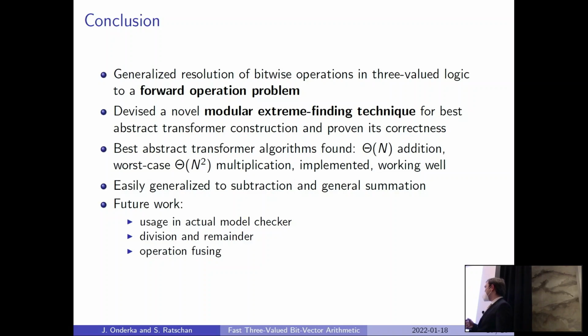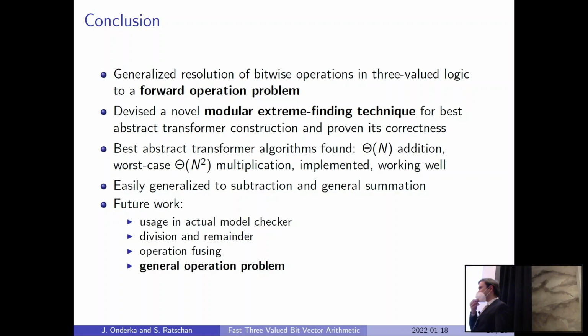Operation fusing could be quite interesting. For example, if we have multiply and accumulate instructions, we could try to resolve the multiplication and addition as one single operation without doing them sequentially, which could introduce more over-approximation.